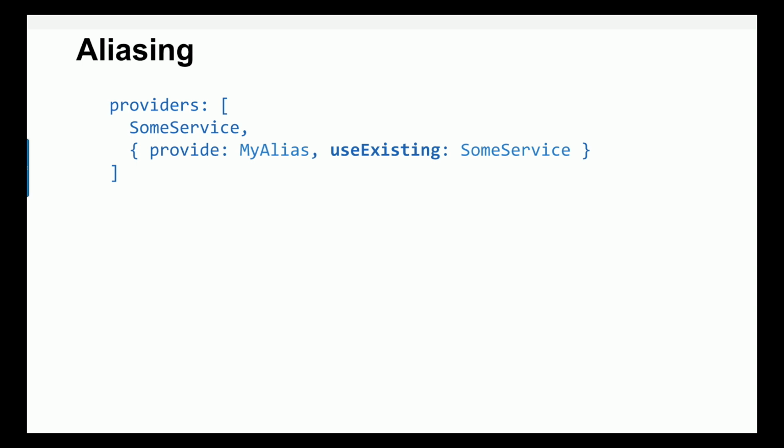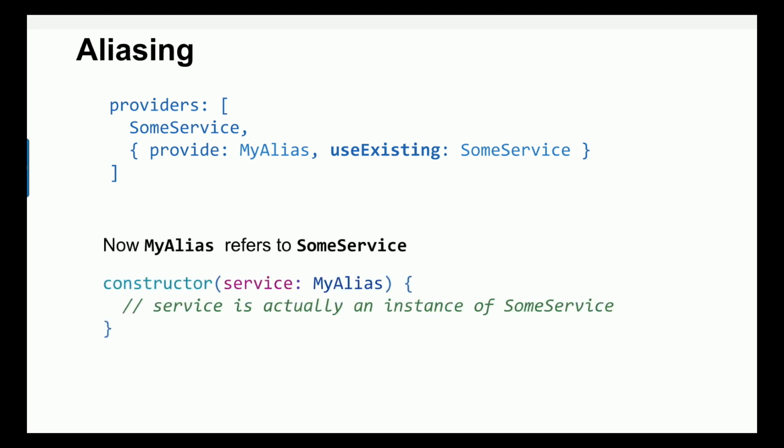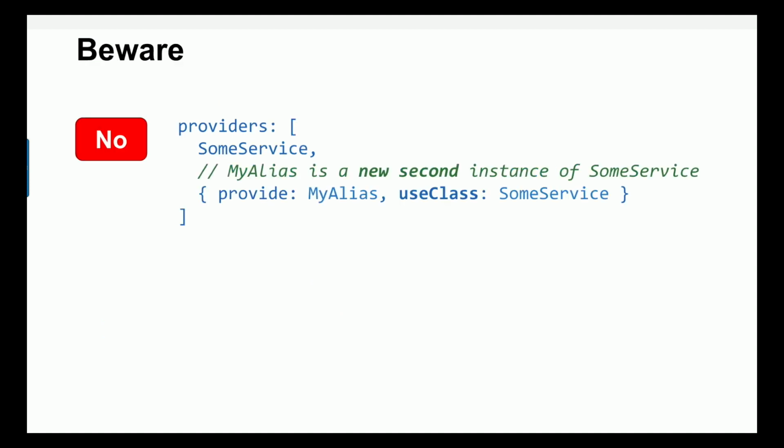It's a way of aliasing. It's a way of getting a reference to some other service by its token. So if I have something called my alias and I use existing, it's a pointer to some other token, in this case some service, and that'll give me some service. So now my alias refers to some service, and so I can inject my alias. I don't have to inject some service. I inject my alias, and now I've actually got a reference to some service.